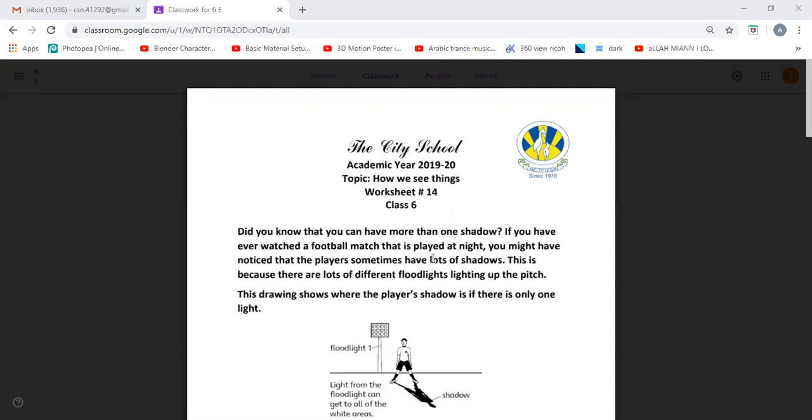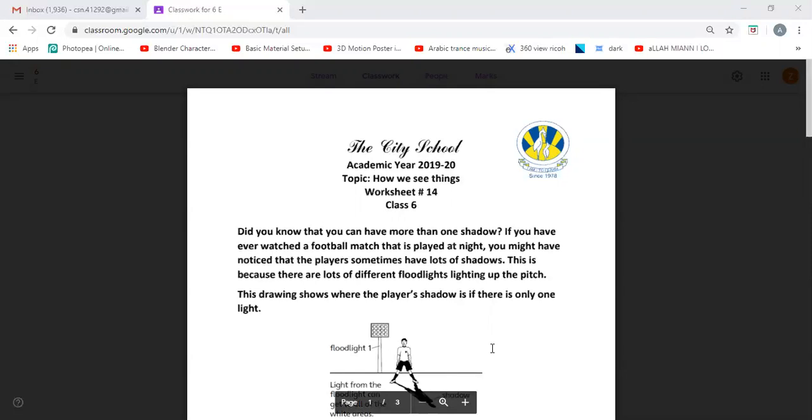This drawing shows where the player's shadow is if there is only one light. When there is one light, then the shadow is over here. Now, why is the shadow over here and not over here? That's due to the fact that, remember, a shadow is always formed in the opposite direction to the light source. And why is that? Because the light will not be able to reach this part. So this person has blocked the light ray from reaching this part. That is why a shadow is formed.